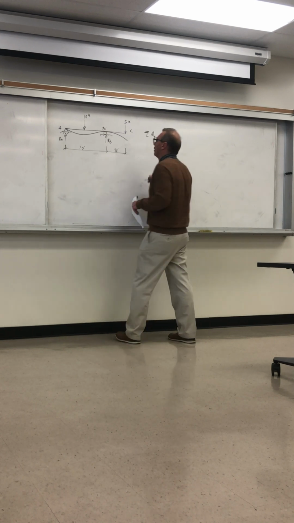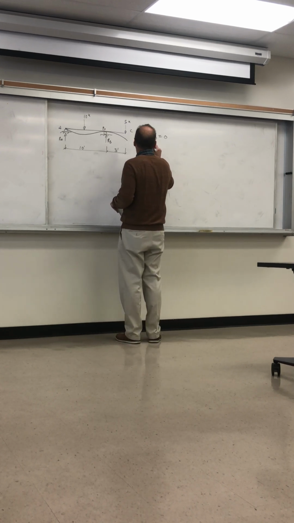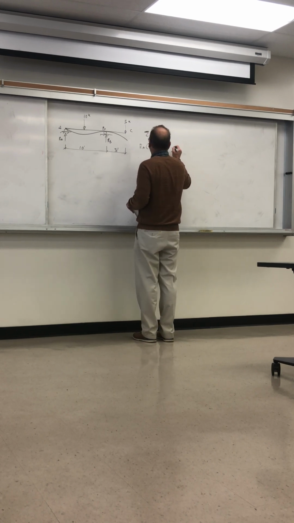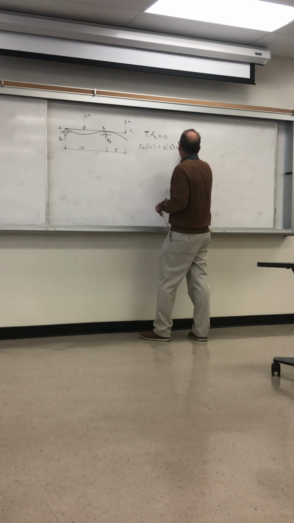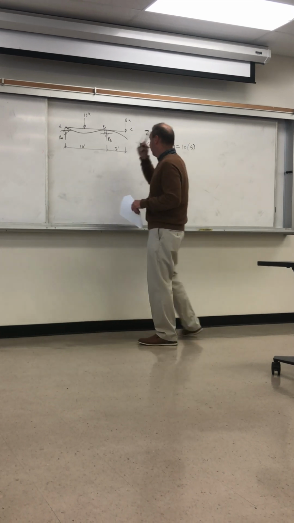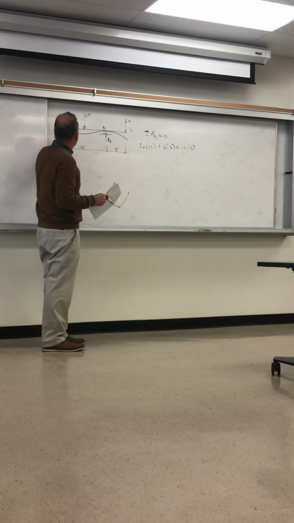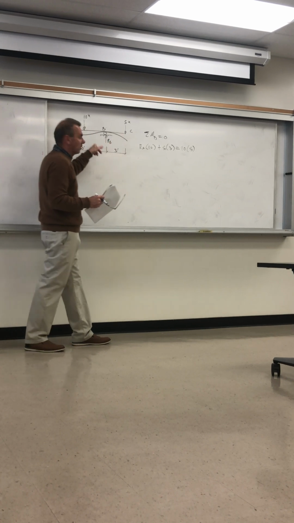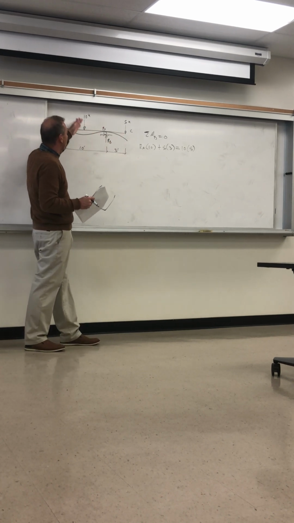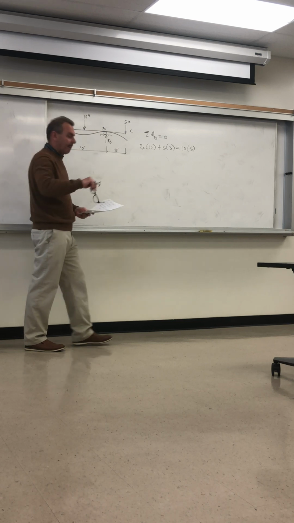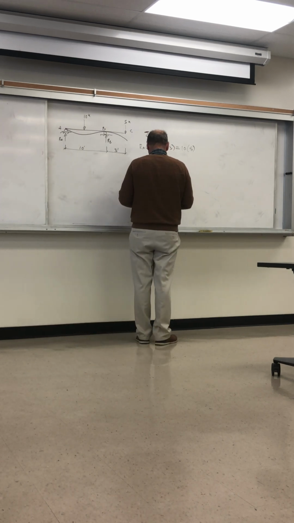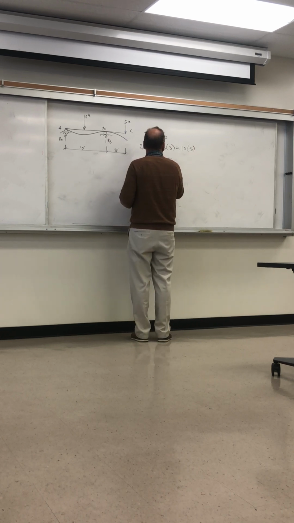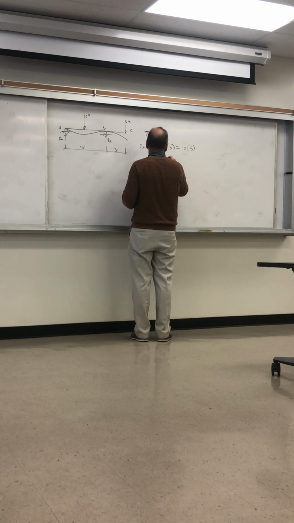Summing moments about B equals 0, so I have R sub A, that's 10, plus 5 times 3 equals 10 times 5. So, summing the moments about B, I have R sub A, that's 10, that's clockwise, plus 5 times 3 is also clockwise moment, that equals the counterclockwise moment of 10 times 5. Reaction A is 3.5 kips.